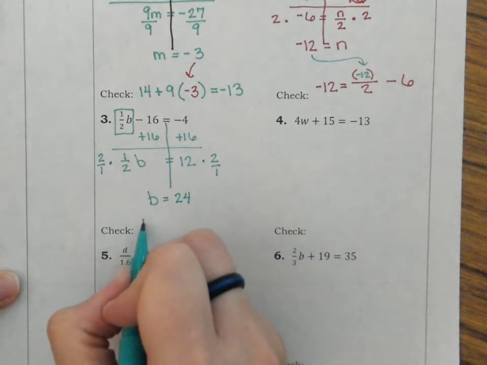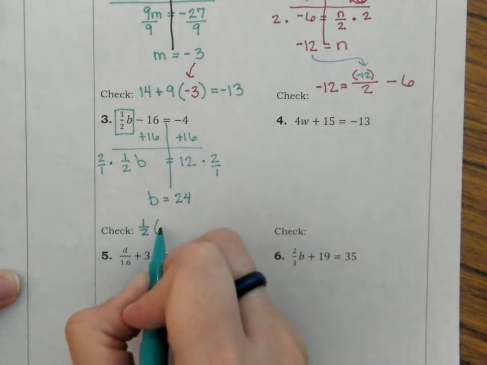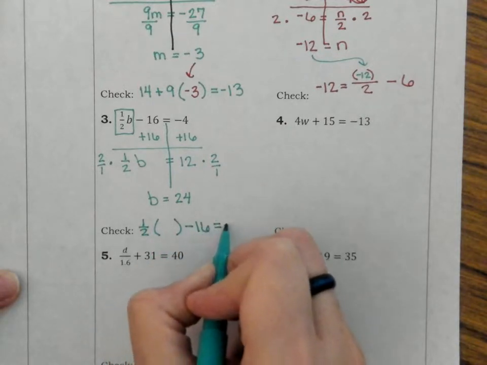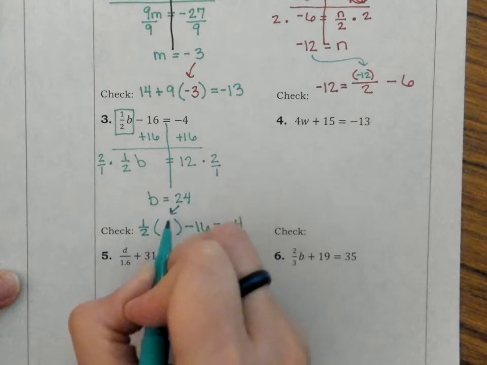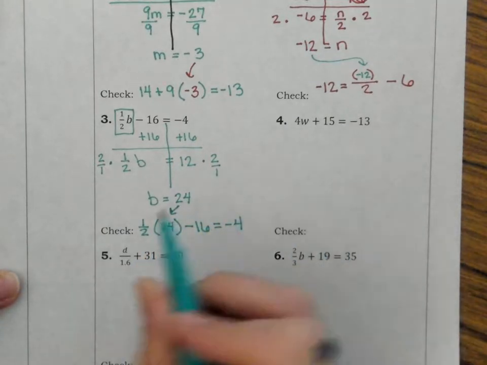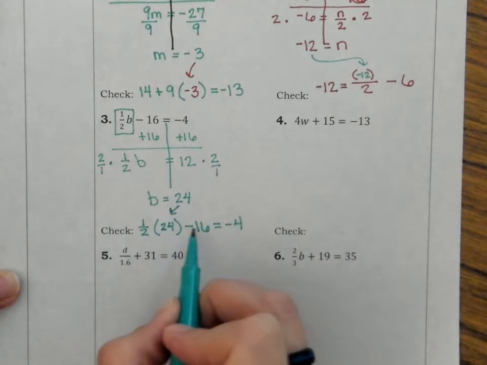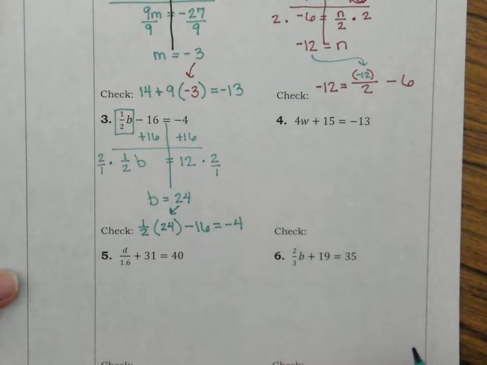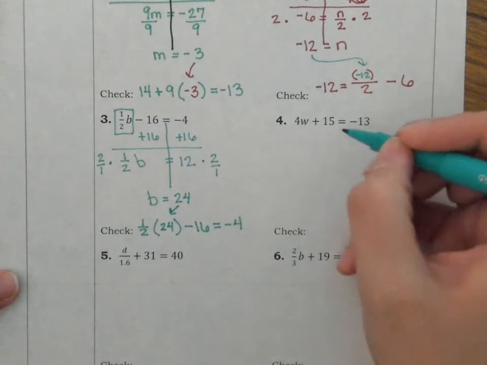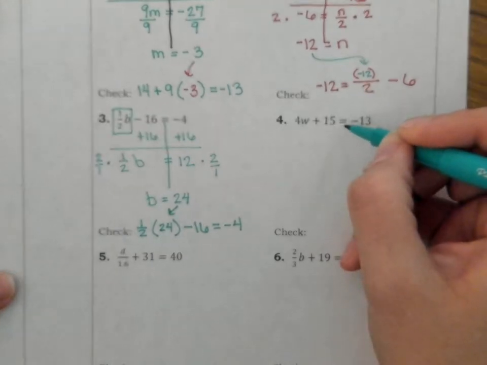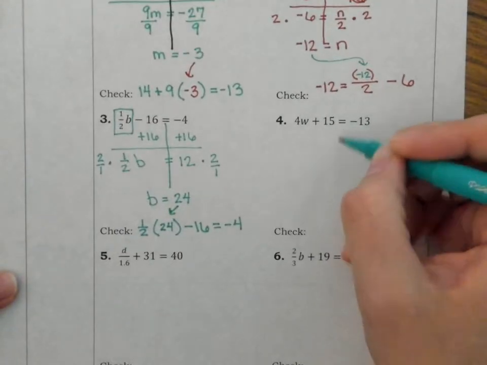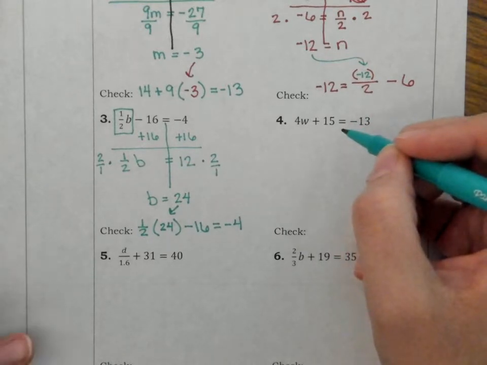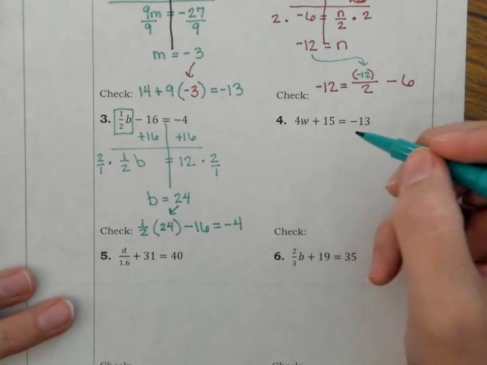We check it by plugging it in. 1/2 parentheses for the b minus 16 equals negative 4, and that goes inside. Half of 24 is 12. 12 minus 16 is negative 4. All right, number 4. I'm going to have you try this one on your own if you are watching this video, and then I'll be able to tell whether you're getting it or not.